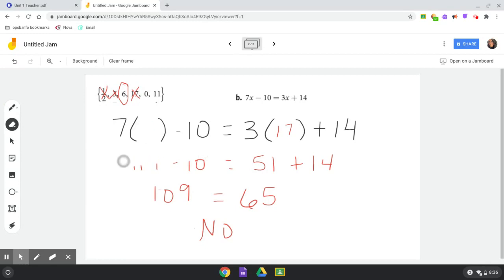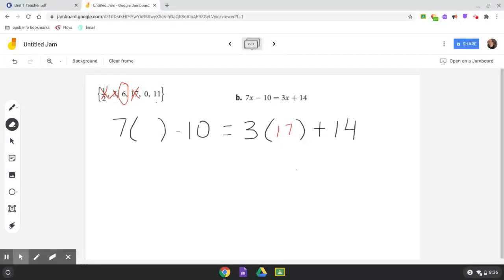Now let's go in and substitute in 0. 7 times 0 is 0. 0 minus 10 is negative 10. 3 times 0 is 0. 0 plus 14 is 14. So no, 0 is also not a solution.